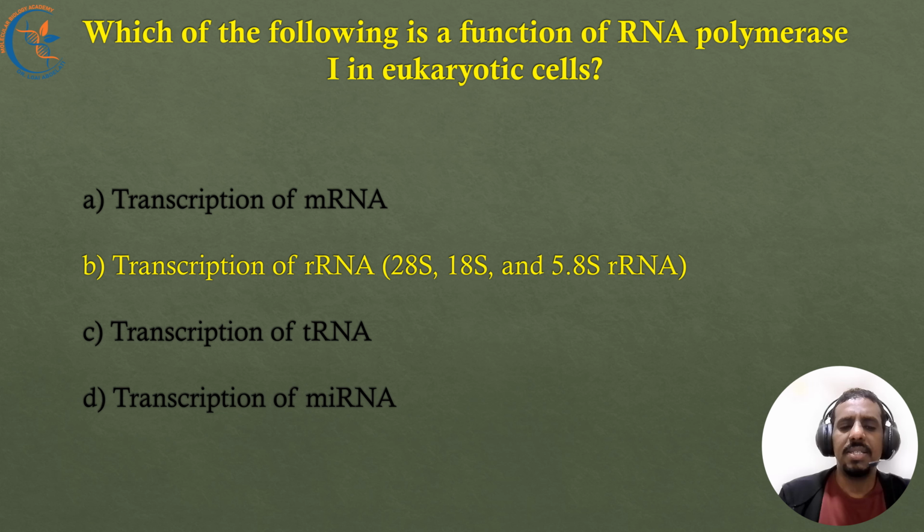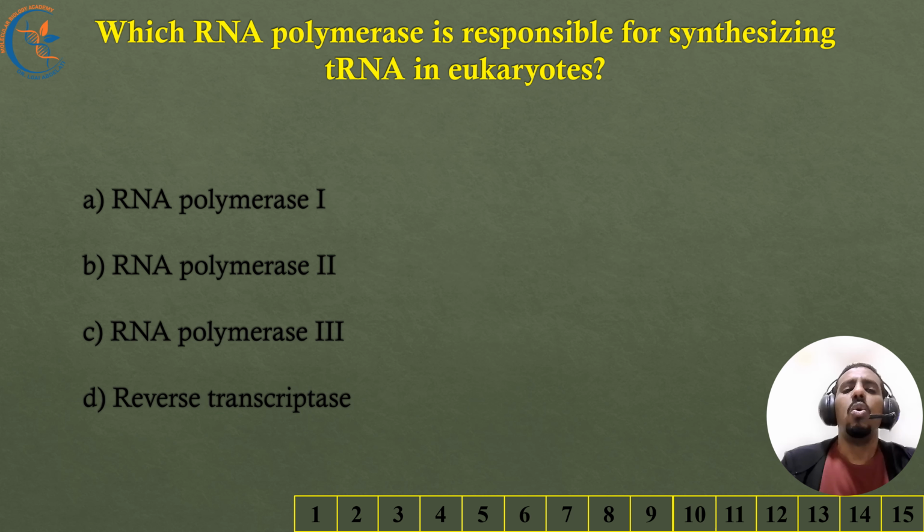Okay, the correct answer is transcription of ribosomal RNA: 28S, 18S, and 5.8S ribosomal RNA. All right, which are essential for ribosome function. Let's move on. All right. Which RNA polymerase is responsible for synthesizing transfer RNA in eukaryotes?